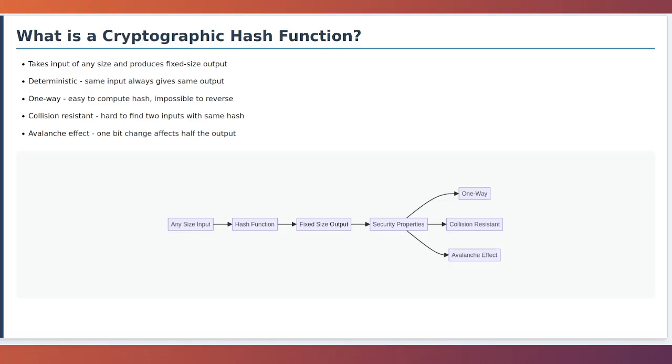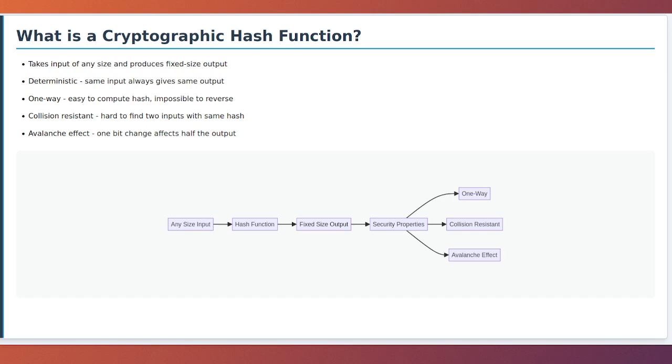For example, the hash of hello and the hash of Hello must look completely different, even though only one letter changes. The third characteristic is one-way computation, or preimage resistance. It should be easy to compute the hash from the input, but it is virtually impossible to reverse the process and find an input that produces a specific hash. Fourth is collision resistance. It should be extremely difficult to find two different inputs that produce the same hash output. Fifth is second preimage resistance. Given one input and its hash, it should be hard to find a different input that produces that same hash.